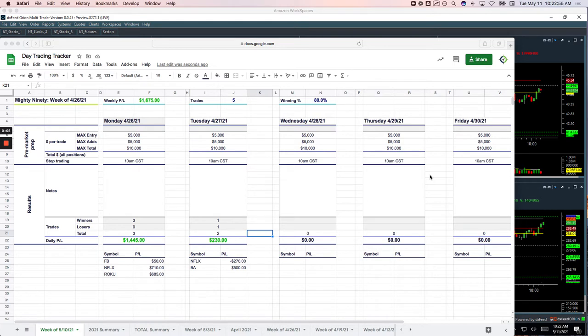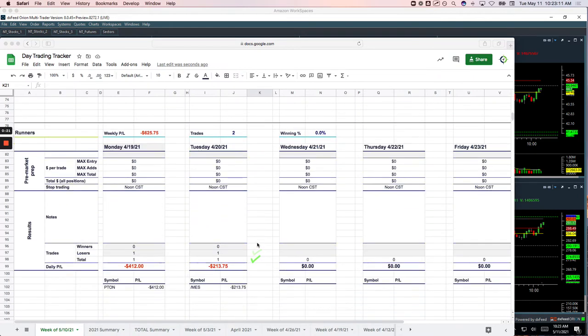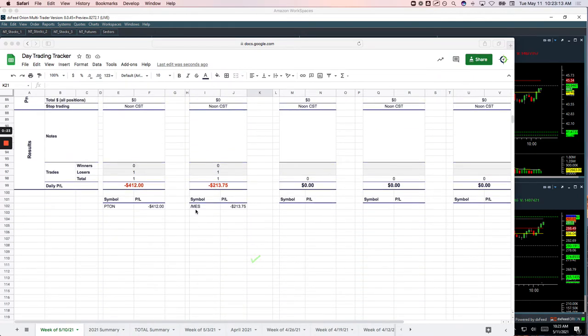Big massive green day today, plus $16.25. Basically a scratch. So let's go through these trades. I'll show you what we did. Took two mighty 90s, one loser in Netflix for minus 270. Nice winner in Boeing for plus 500. No pairs trades today, and then just one loser kind of later in the morning on the S&P for minus 213.75.